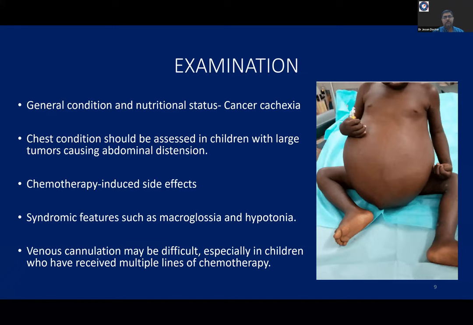Again, there can be syndromic features like microglossia and hypotonia. And venous cannulation, like I mentioned earlier, can be difficult, especially in children who have received multiple lines of chemotherapy and have been coming to the hospital for repeated diagnostic procedures as well as prolonged therapy.